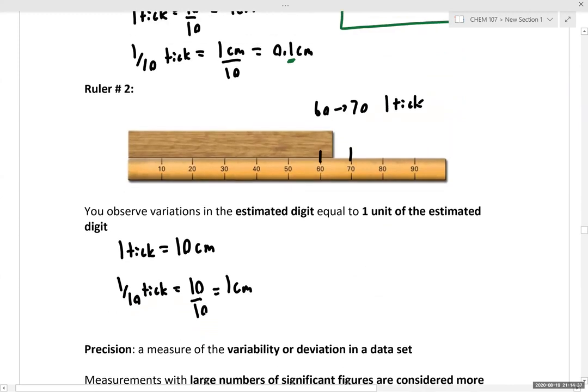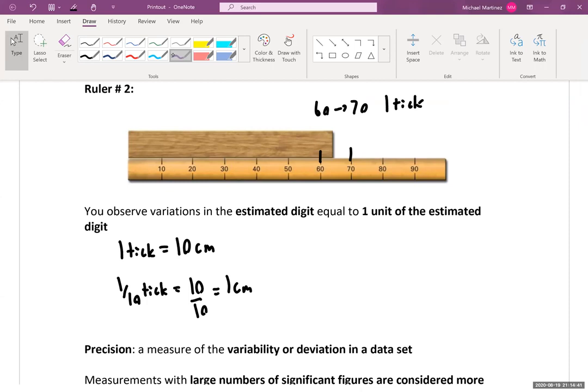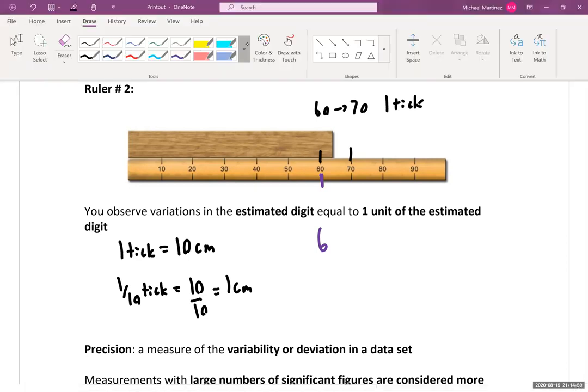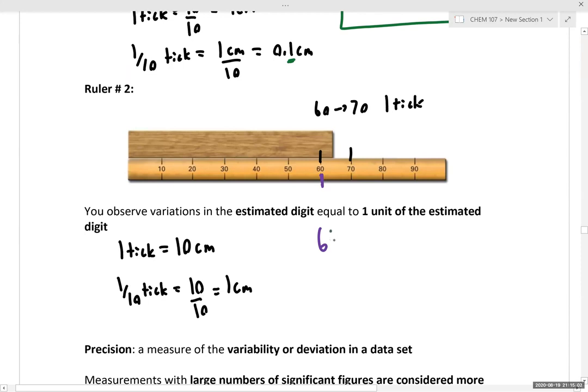Okay, so notice how when we change our ruler, now, what is our certain digit? What is explicitly marked in our instrument? 60. So we know our first digit of 6 in the tens place, our value is somewhere between 60 and 70. So 6 is a certain digit, and we can estimate in the ones place. So we'd say it's around 64 centimeters.